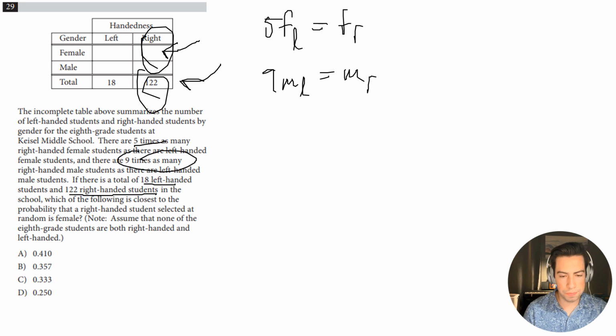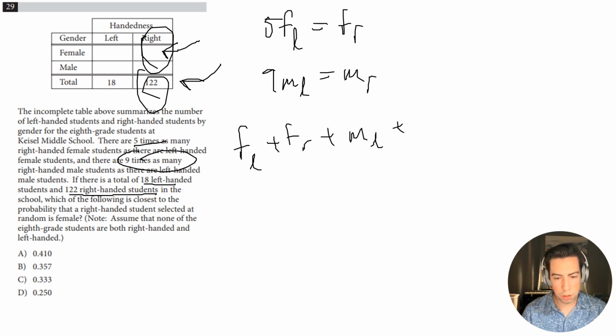Okay, so now that we know that, let's see if there's anything else that we can plug in here. So we know that the total number of students here is going to be equal to our left-handed females plus our right-handed females plus our left-handed males plus our right-handed males. And we know that this has to equal 122 plus 18. So now I want to find right-handed females, so I'm going to go ahead and plug in any values that I can here.